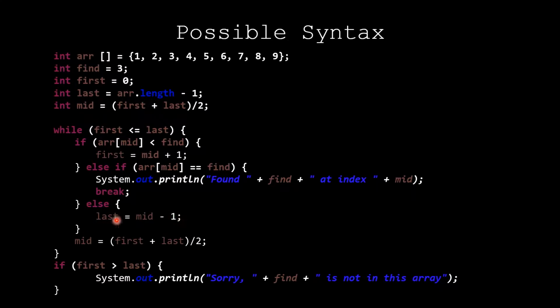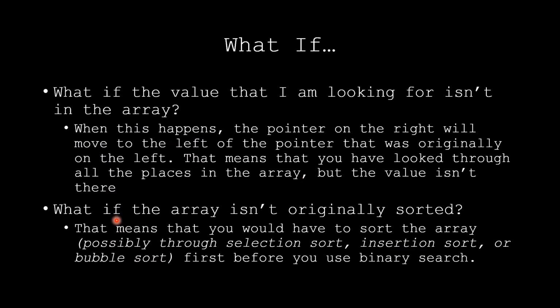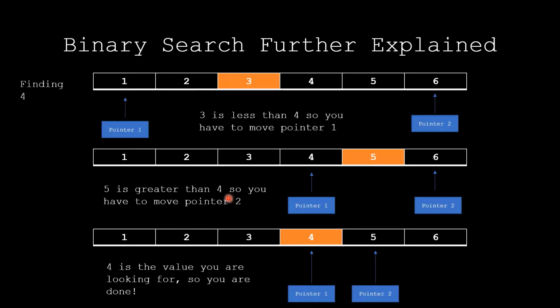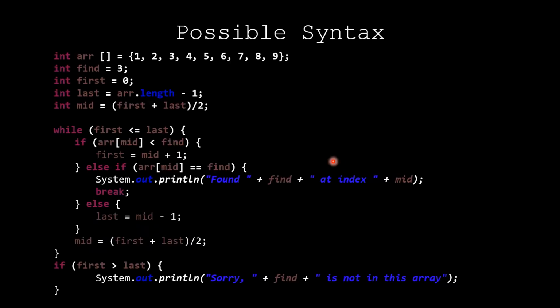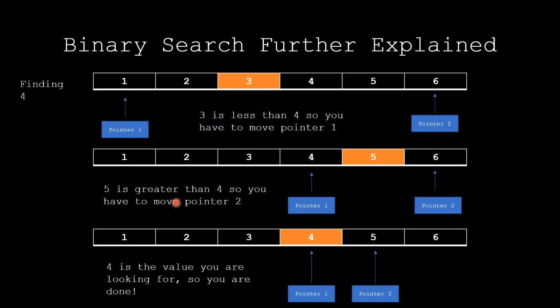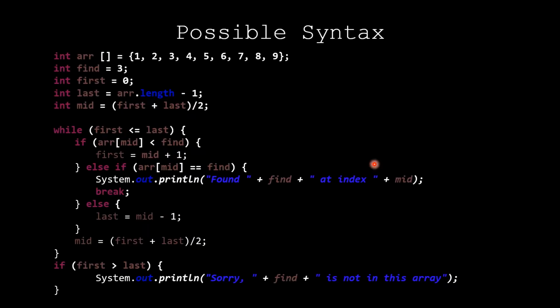And for our else statement, that's when this value is greater than what you're looking for, which is this point. So you're going to move pointer 2 to the middle value minus 1. And then if we ended it there, that would lead to an infinite loop because we're never redeclaring the middle value. So you would say middle is equal to first plus last over 2.